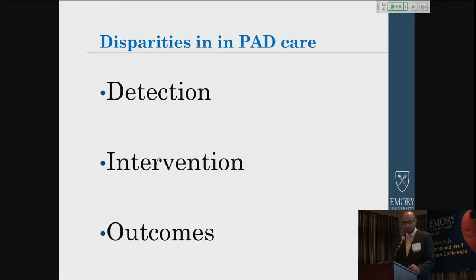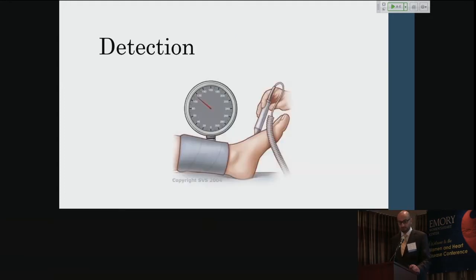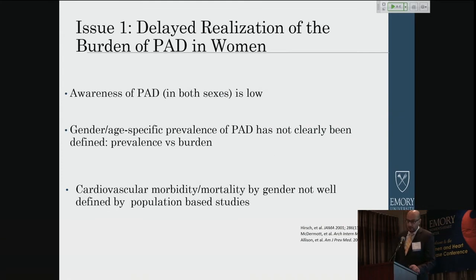Now, having given this very long introduction, I think we can talk a little bit about how this can be applied to disparities in PAD care, particularly as we talk about women's cardiovascular health. I think there are issues that I will present here that relate to each of these aspects: detection, intervention, and outcomes. Detection, as we said, the easiest form of detection is an office-based study called ABI, Ankle Brachial Index.